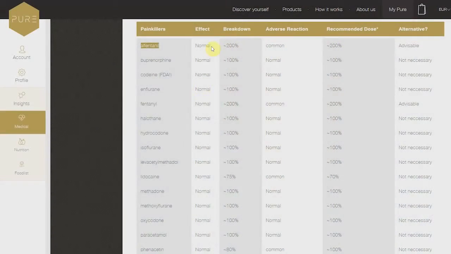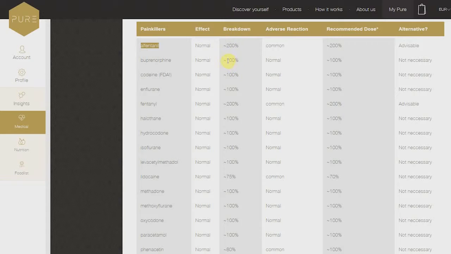Again, it is possible that it's normal, so it's 100% breakdown, recognized and broken down normally. It's possible that, as I said, the genes are missing, so it's not broken down, so it's down to 0% breakdown, so it stays in the bloodstream. Or it can even be speeded up, so it can be broken down twice as fast. So what then happens is that the drug has a shorter effective span, and that might have to be counteracted.